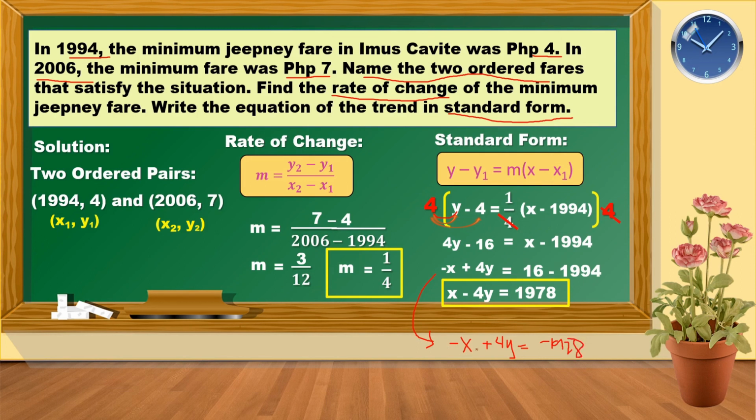Kaya lang, as you can see, the coefficient of x is still negative. So, para maging positive yan, let's multiply both sides of the equation by negative 1. Okay? So, we have negative 1 times negative x is positive x. Negative 1 times 4y is negative 4y. And then we have negative 1 times negative 1978 is equal to positive 1978. So, therefore, eto na ngayon ang ating equation of a line in standard form.